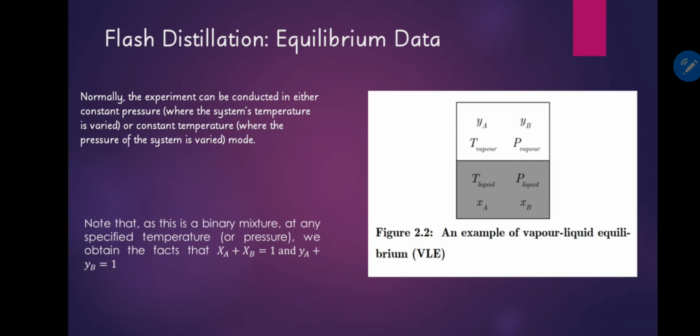We proceed. Normally, the experiment can be conducted in either constant pressure, where the system's temperature is varied, or constant temperature, where the pressure of the system is varied. Okay, you need to note that if we are talking of a binary mixture, we know that the summation of all the X, in this part, if a binary, that would be XA plus XB, will just be equal to 1, and YA plus YB will just be equal to 1. Because we are talking here of a binary mixture, meaning we are only talking of two components present.